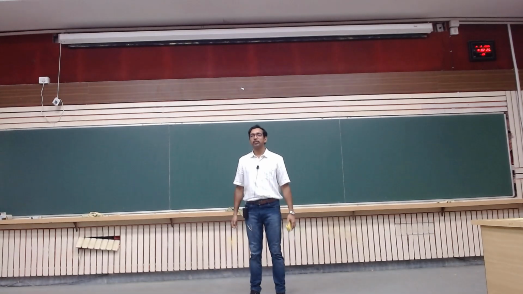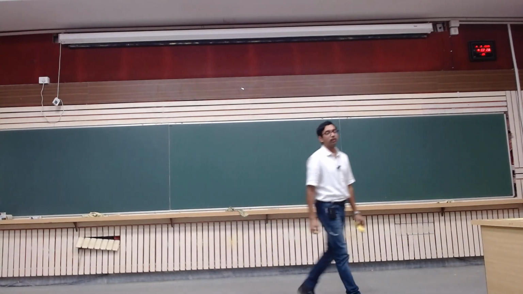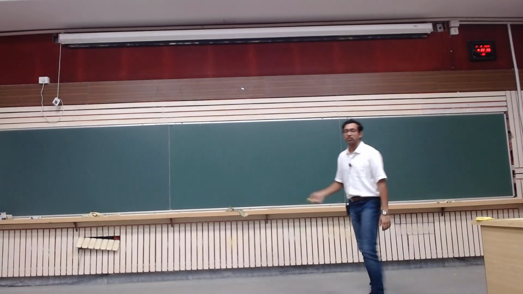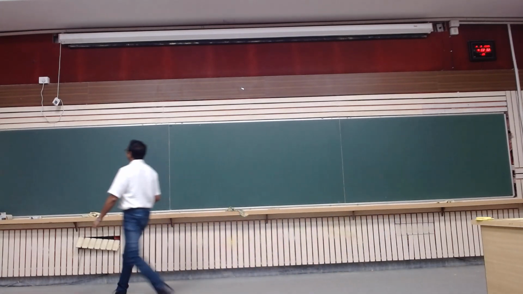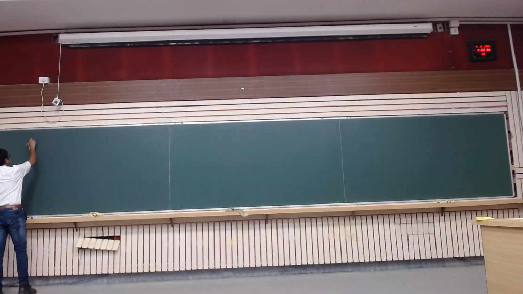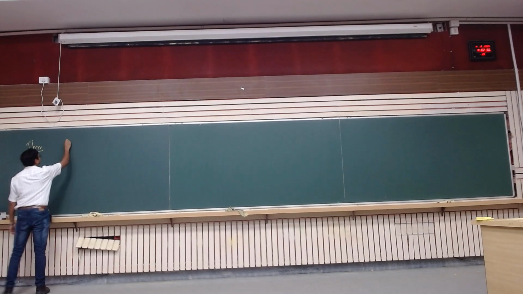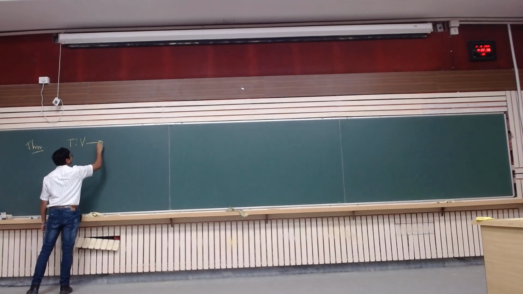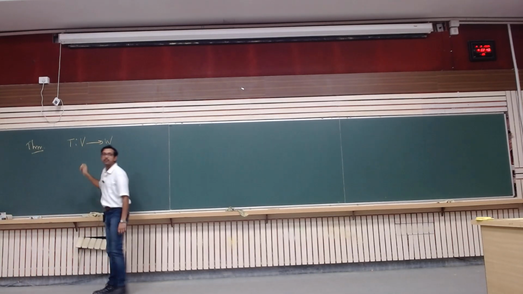In the morning, we started with the proof of a theorem, which we didn't complete. So let's finish this here. The theorem was this: let T be a linear operator from V to W, some finite dimensional subspaces.